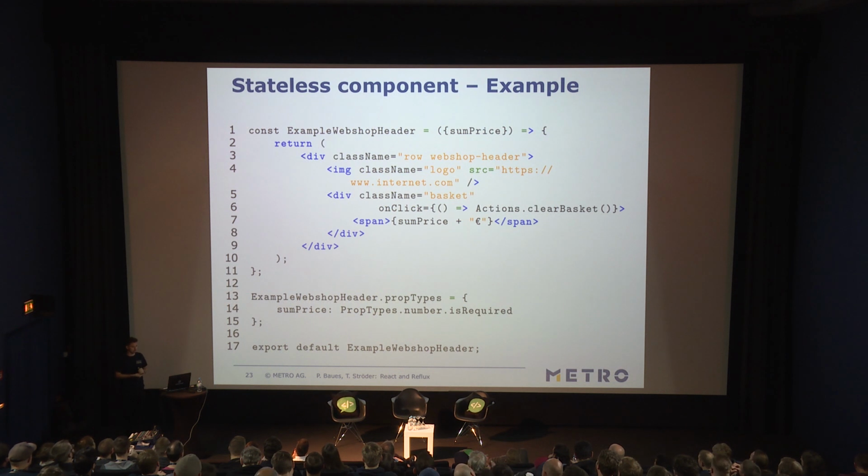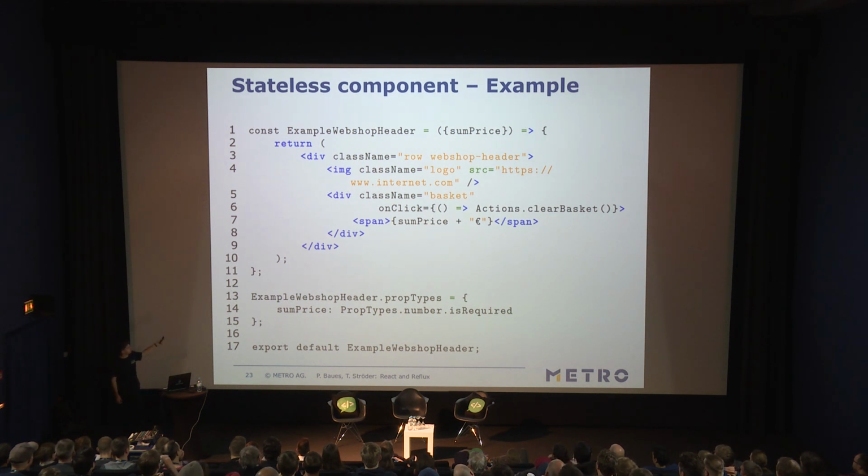Stateless components, I've got an example here, are basically the same as React components, but written in a smaller way. We're having just this example web shop header. It's just showing the header, and it's basically just a function of the sum price, the summed up price, and it will directly return something renderable. Down below, we can still use the prop types to define the properties we get handed in, like here the sum price, and then it knows what to put in there and what we can't put in there. And exporting that is also easy.